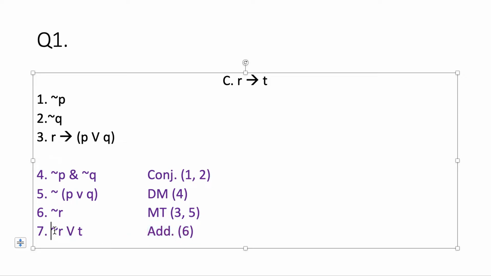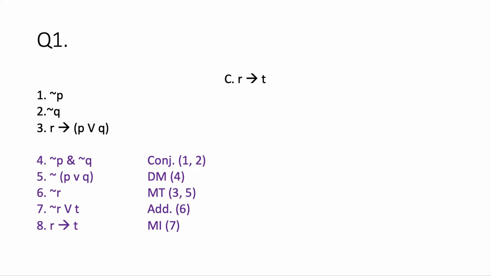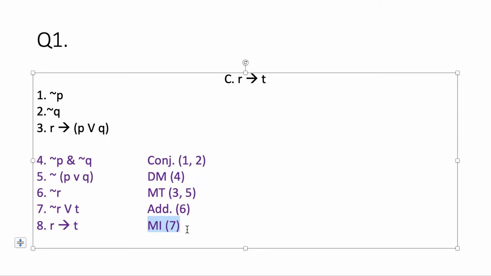And now I have this, I can see that I'm one step away from my conclusion because I see that this, via the rule of material implication, is going to give me my conclusion. So I put on line 8, if R, then T, the rule of material implication on 7, and that's my conclusion.